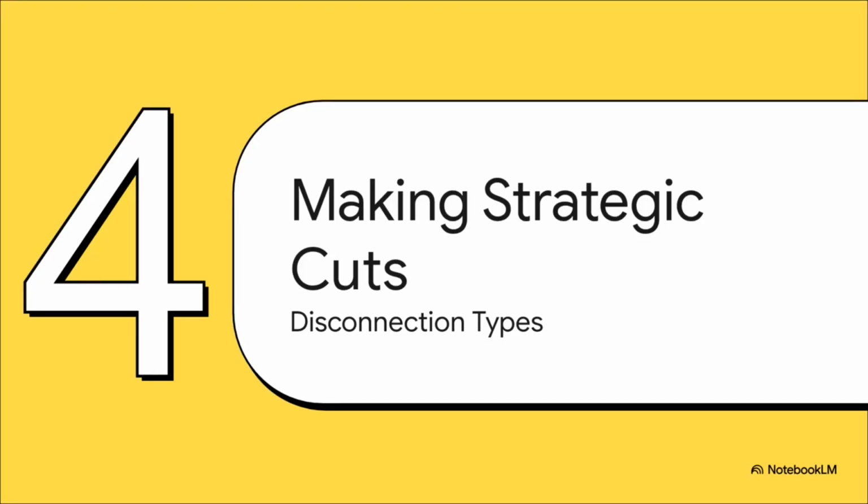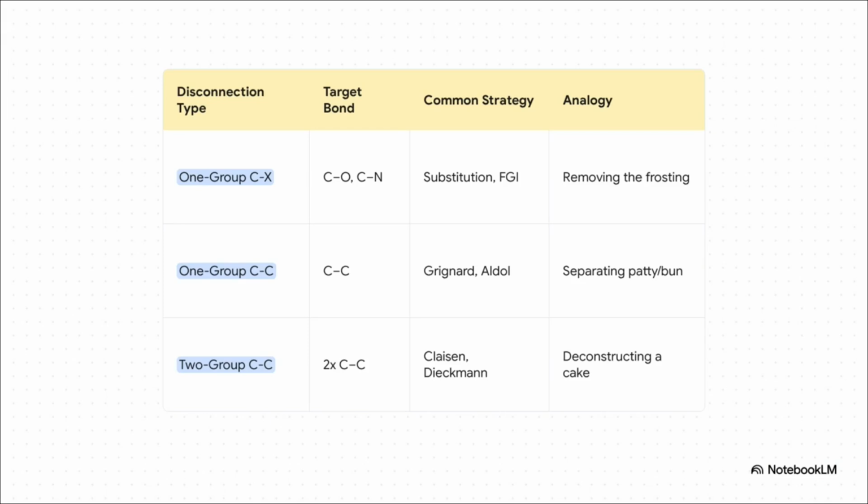So now that we've got the language down, let's talk a little strategy. Just like a chef has different knife cuts for different jobs, a julienne, a dice, a mince, a chemist has different kinds of disconnection strategies. And the type of cut you make all depends on what part of the molecule you're trying to simplify. A one-group C-X disconnection is usually the simplest one. Think of it like scraping the frosting off a cupcake so you can deal with the cake underneath. Easy enough. A one-group C-C cut is a little more involved, maybe like separating the burger patty from the bun.